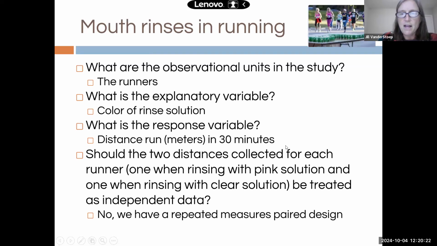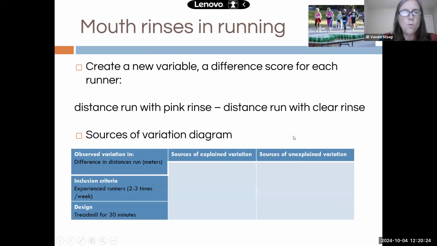So another thing that Karen introduced was a diagram that looked at different sources of variation. As you can imagine, these runners are experienced runners, but all of them are going to run at different pace times. And so we're going to have a lot of variability in those distances run.